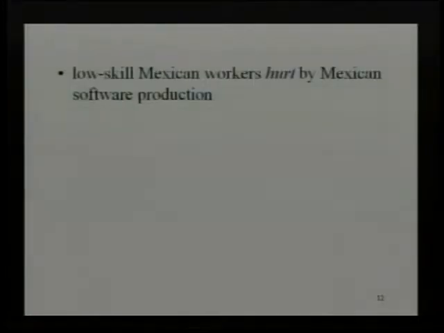And in fact, low-skilled Mexican workers will be hurt by this software production, because if those companies that are producing software were producing corn instead, they would have to be hiring low-skilled workers to harvest the corn. Because they're producing software, they don't need the low-skilled workers. And so that reduces the demand for low-skilled workers.